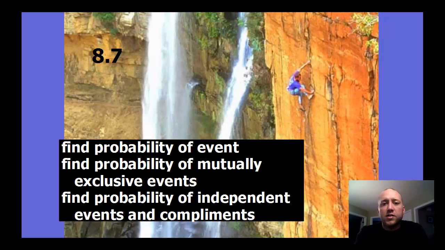Precalc chapter 8, section 7, last one of the chapter. So this is all about probability. We're going to use a lot of the counting from yesterday within this section. And so there's different kinds of probability we'll talk about: probabilities if it's mutually exclusive, independent, dependent, complement, and then basic probability as well.